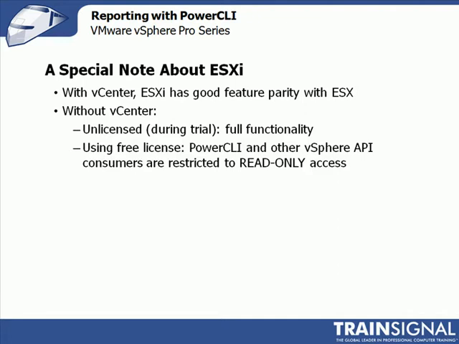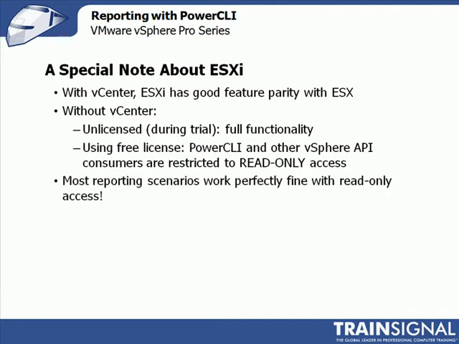PowerCLI then reverts to, the API that allows you to work with ESXi, it reverts to a read-only mode. PowerCLI, vCLI, other things that use that same API, they are all restricted to that read-only access. So that's something to bear in mind. However, most reporting scenarios fit just fine with that read-only access. So think about what you're doing during reporting, right? You're just pulling data out in order to produce the data in a meaningful format for you. This works fine with read-only access, so it's not something you generally have to worry about. If you've got a small shop and you're using the free hypervisor, you shouldn't really have to worry about it. You can still do plenty of interesting reporting scenarios with that.